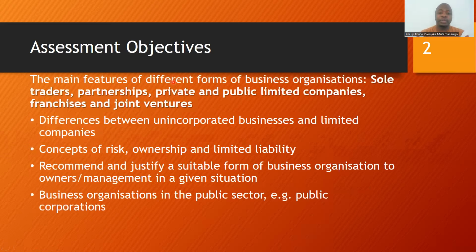So on this topic, you need to understand the following: the main features of different forms of business organizations. And these ones here, they fall under the private sector. They include the sole traders, the partnership, the private and the public companies, franchises, and joint ventures. You need to also understand the differences between the unincorporated businesses and the limited companies, and also the concepts of risk, ownership, and limited liability.